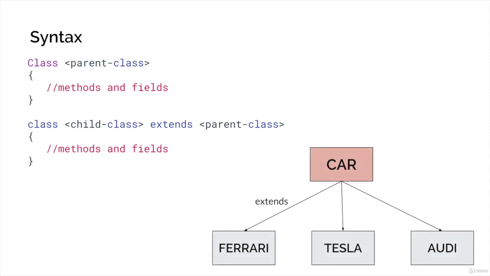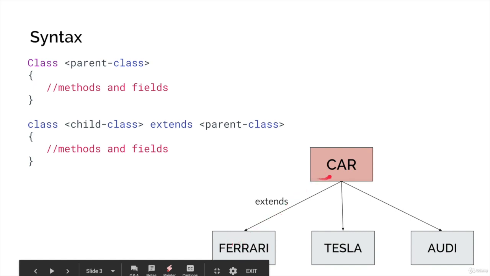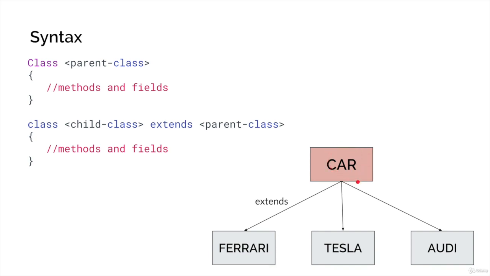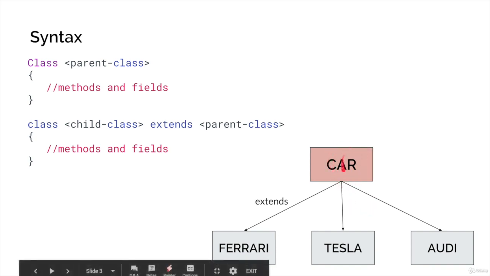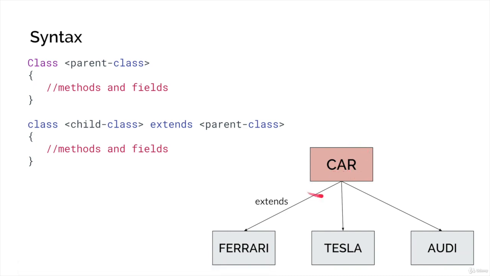So this is how it will turn out to be. We can say class Ferrari extends car, class Tesla extends car, class Audi extends car. What this means is Ferrari, Tesla, and Audi are simply inheriting the car class. So why would Ferrari, Tesla, and Audi want to inherit the car class? The reason for doing so is that whichever class inherits the car class gets all the methods and fields defined in the car class.